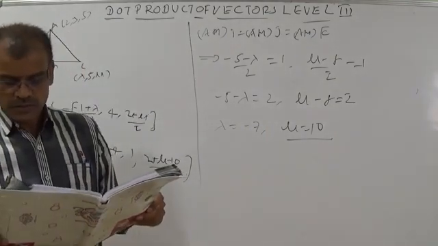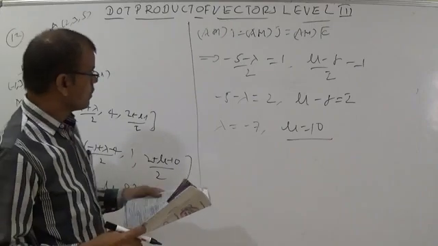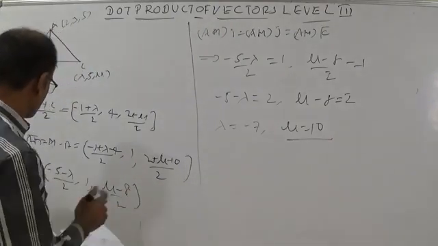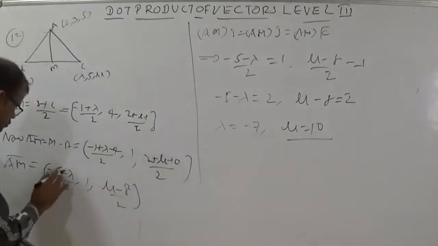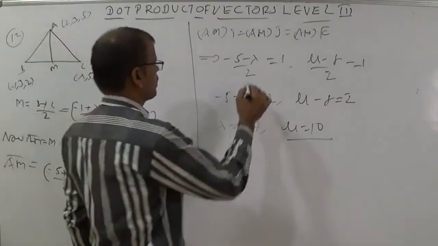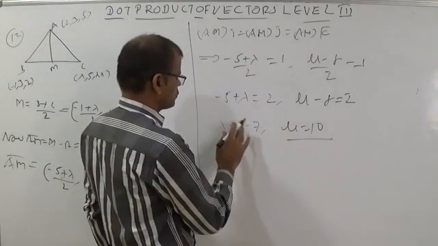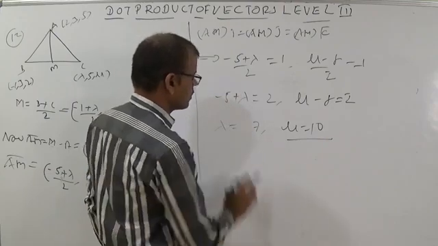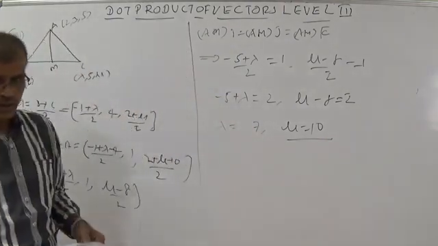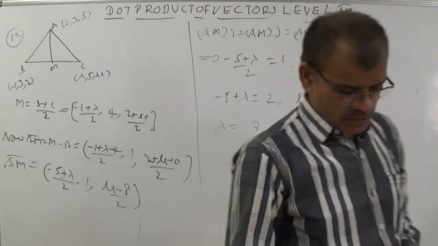So for the 12th question, the third option is the answer. Lambda plus mu values are -7 and 10. Next one, 13th question.